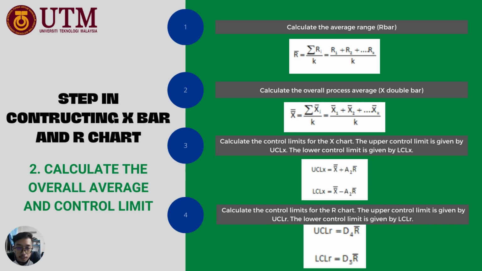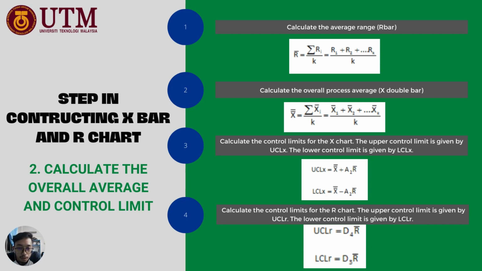Third one, calculate the control limits for the X chart. The upper control limit is given by UCL X. The lower control limit is given by LCL X. As you can see, for the formula of the upper control limit X, the X double bar is plus the multiplication of A2 and R bar. For the lower control limit X, the X double bar is minus A2 multiplied by R bar.